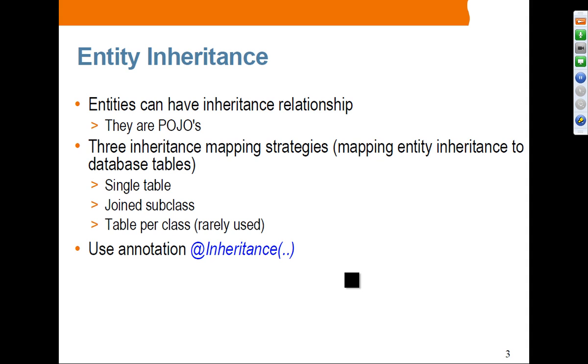Entity inheritance. Entities can have inheritance relationships because they are POJOs, they are Java classes. So obviously they could have inheritance relationships. This inheritance relationship between Java classes could result in different table generation strategies: single table, joined table, and table per class. Table per class is rarely used, so we're going to mostly focus on the other two. And you are going to use the @Inheritance annotation.